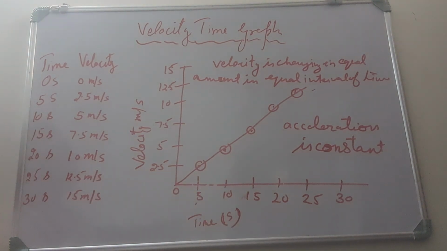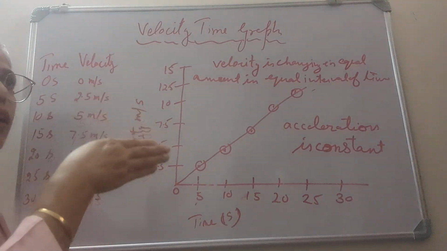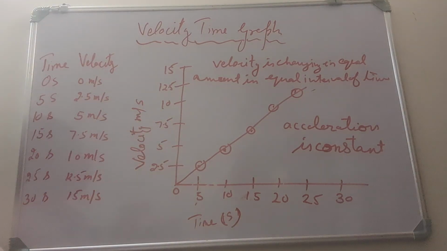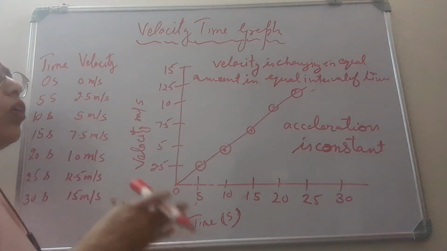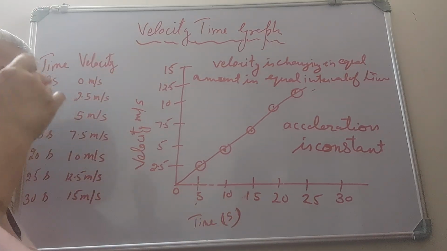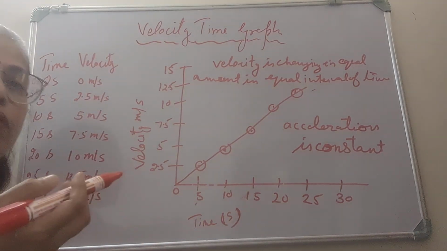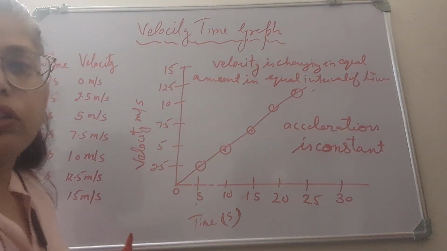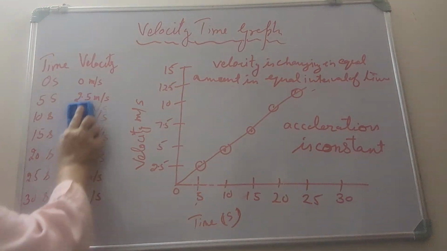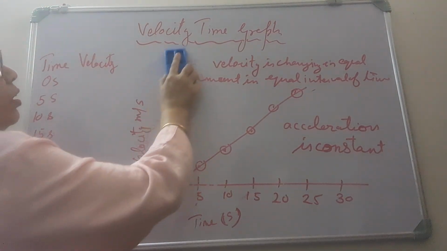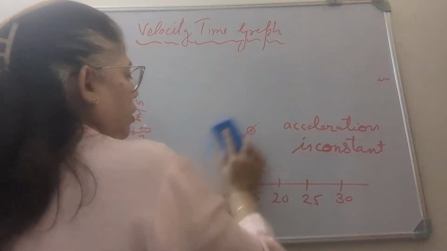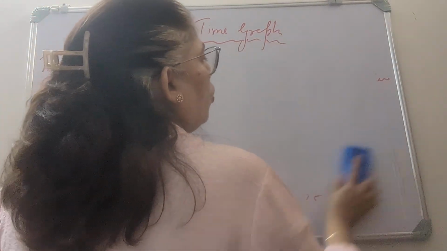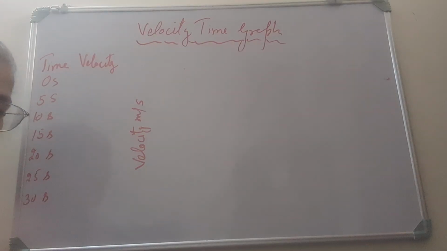Now what will happen if we apply a brake to our moving object? Then the velocity starts decreasing. If velocity starts decreasing in equal amounts in equal intervals of time, then acceleration is also constant, but it is in the opposite direction of the velocity. Now let's draw the graph of such an object here.